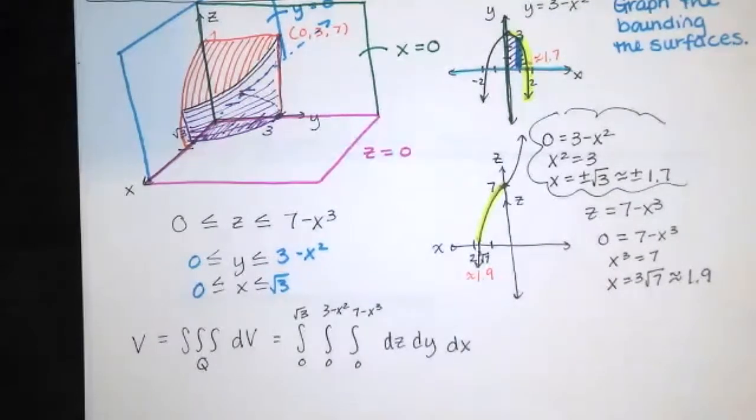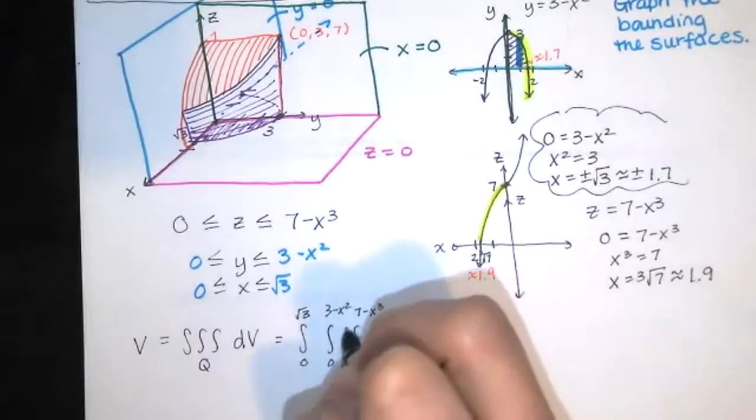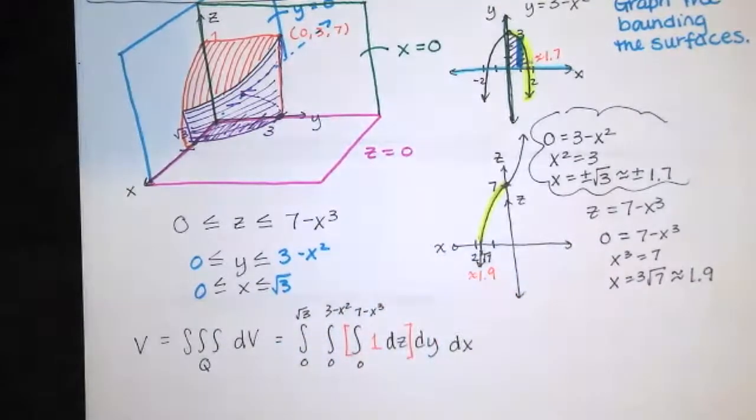Okay, now we just evaluate this triple integral. It's pretty easy. There's an implied 1 there. We start on the inside and we work our way out.